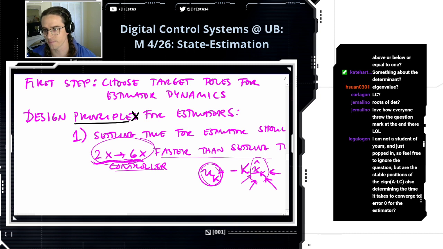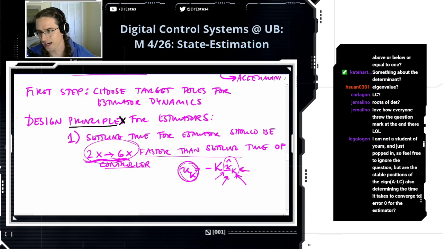Let's get rid of the plural here. I'm not a student of yours, so feel free to ignore the question, but are the stable positions related to the time it takes to converge? It's related to the time it takes to converge. The closer the eigenvalues are to the origin, the faster the estimator converges to the true states in discrete time.